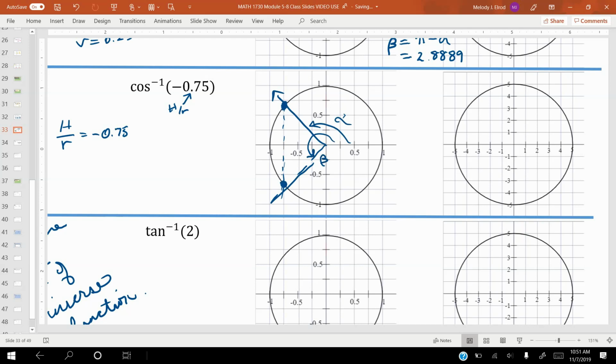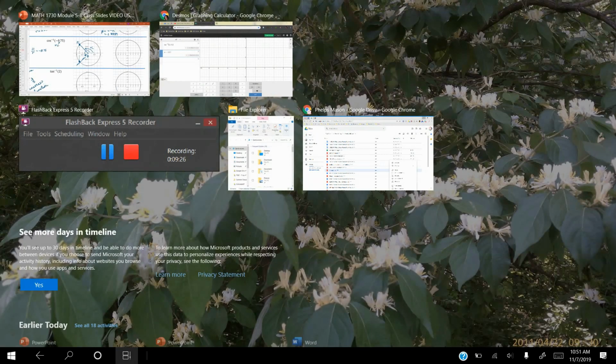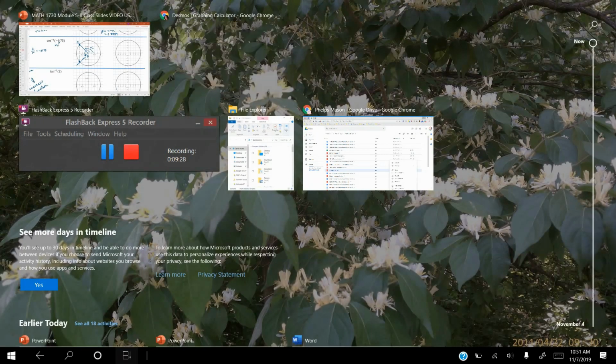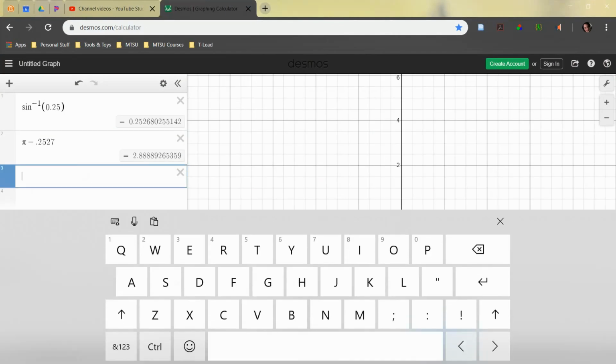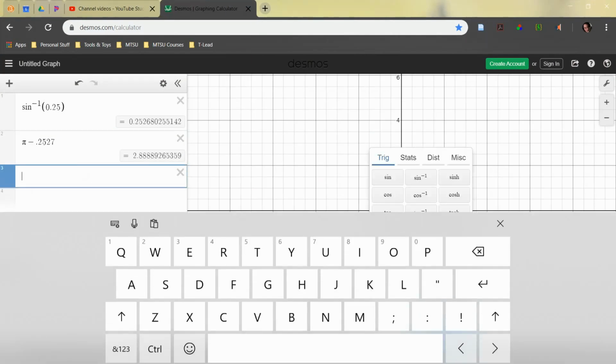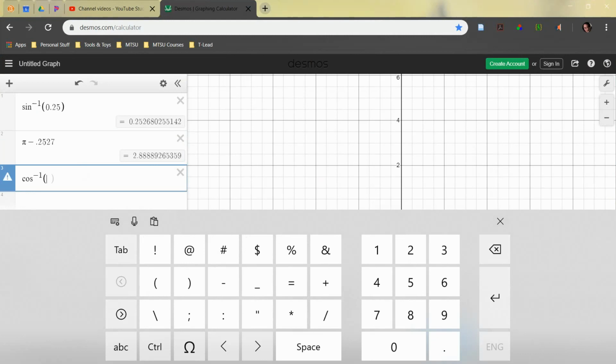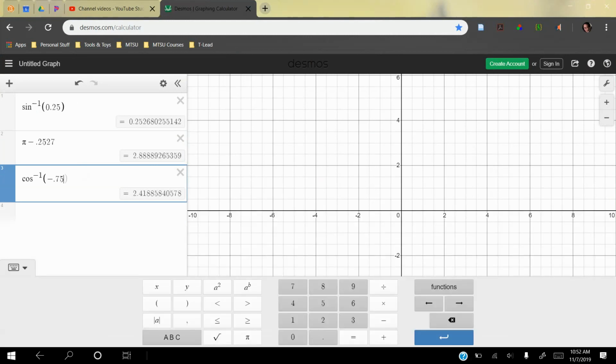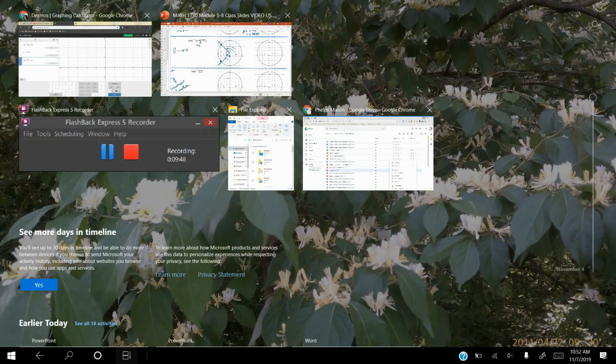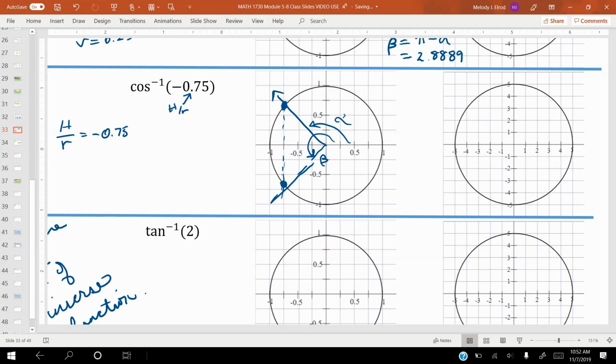And so we have to figure out how to do that. So the calculator is going to give us alpha. So it's going to give us inverse cosine. Let's go find that. Inverse cosine of negative 0.75. So let's make that happen. Inverse cosine of negative 0.75. There he is, 2.4189. So we've got alpha is 2.4189.